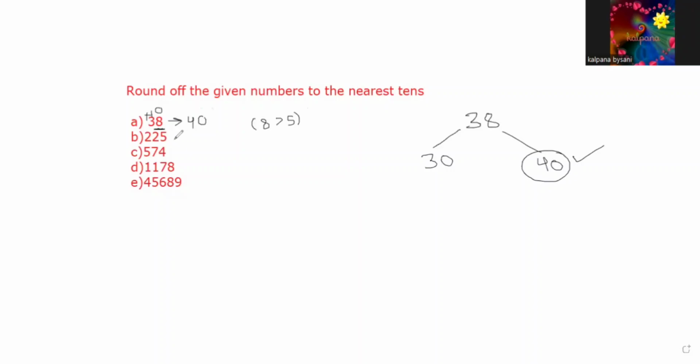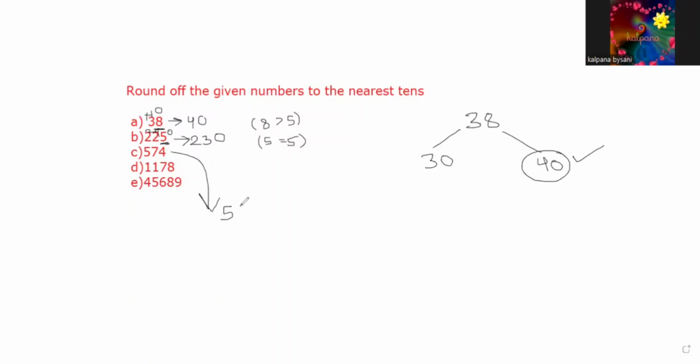Okay. Now coming to 225. Again check the ones place. Make the ones place 0, and here the ones place is 5, and it is equal to 5. What I told, if it is equal to 5 also, you need to increase the tens place by 1, and the rest of the digits will be as they are. So how much will it come? 230.